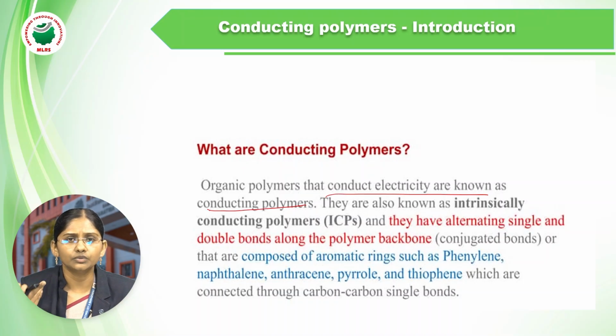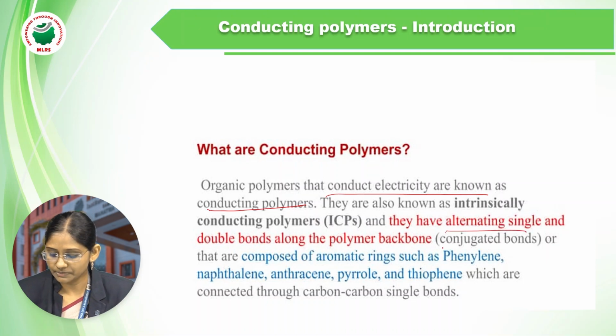Not conducting electricity means the movement of electrons from one point to another does not take place in insulators. So our polymers are insulators; that's why they do not conduct electricity. But what are the special conditions of polymers which make them conduct electricity? Now we'll see the special characteristics of polymers which conduct electricity.